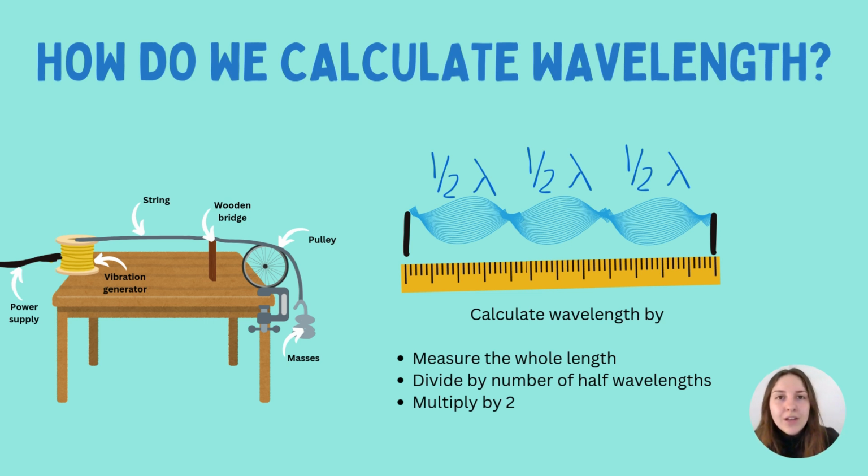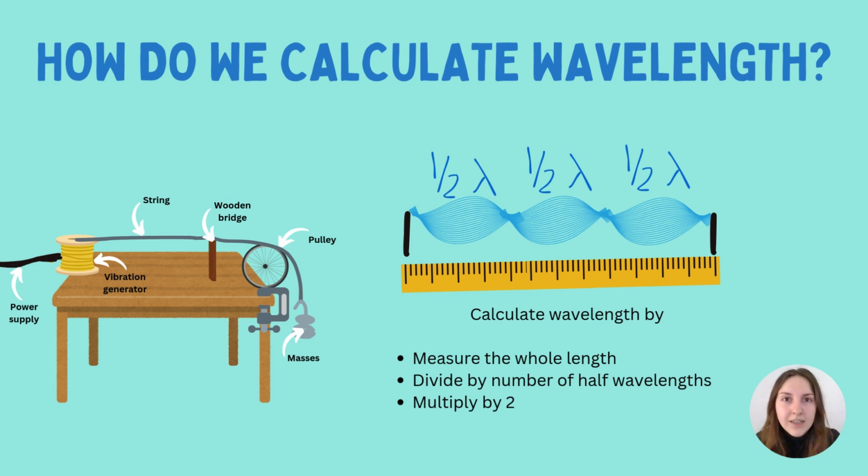So if we wanted to calculate the total wavelength of this wave, all we need to do is measure the entire length first of all. So we've gone from the vibration generator to the wooden bridge, those waves that are being produced. You can see, let's make up some data. Let's say it's 30 centimeters or 0.30 meters.